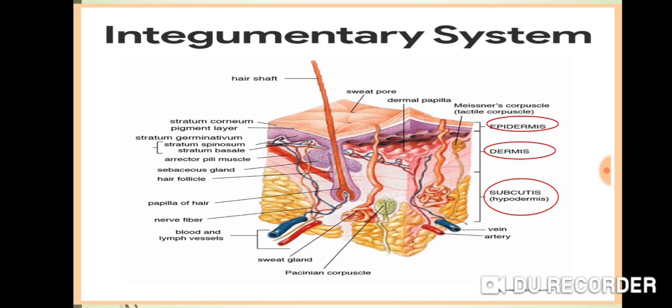So our skin color is created by special cells called melanocytes, and this will produce the pigment melanin, which are located in the epidermal layer.